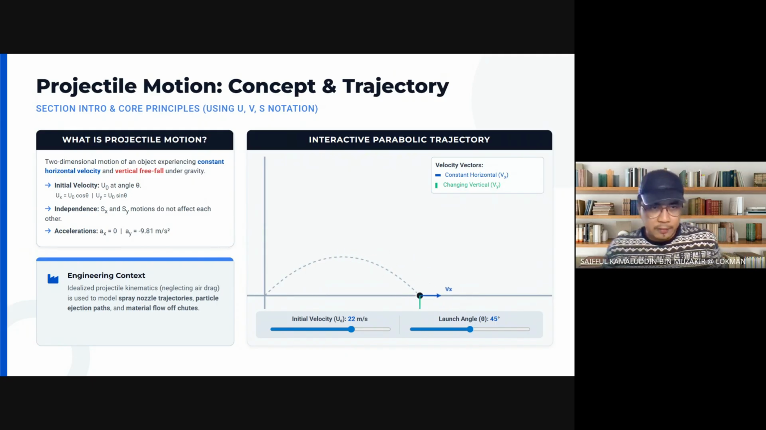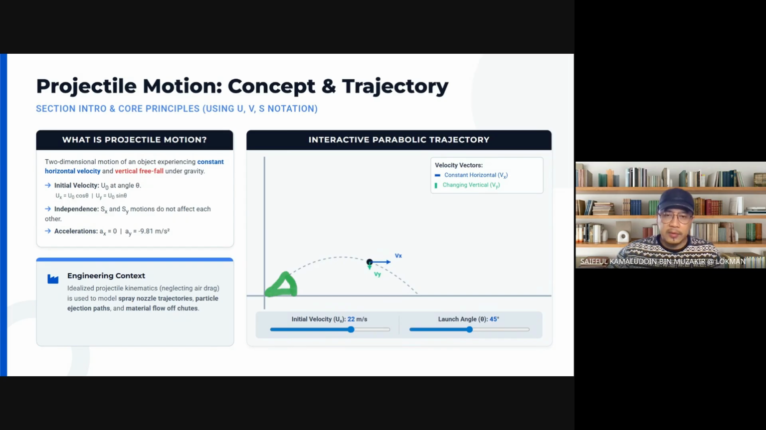Okay. Now, let me try something else. You can play around. Maybe for those who like to go fishing or playing football, the launch angle means this angle. This angle is very important, because at a certain angle you might get a longer projectile motion. For example, if you try to adjust the launch angle, look.